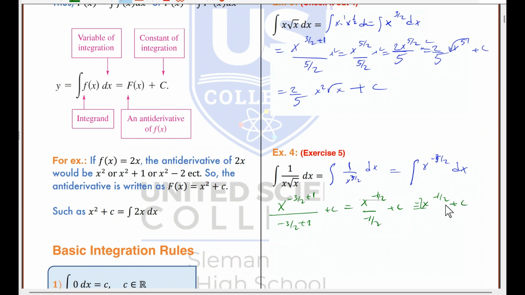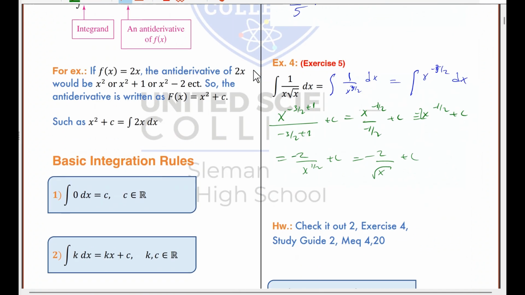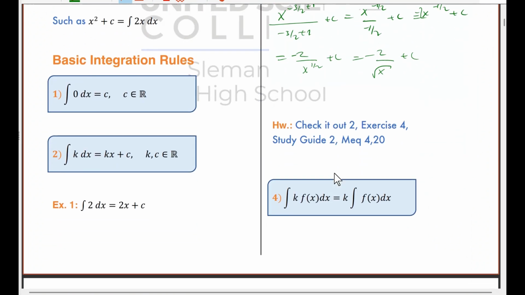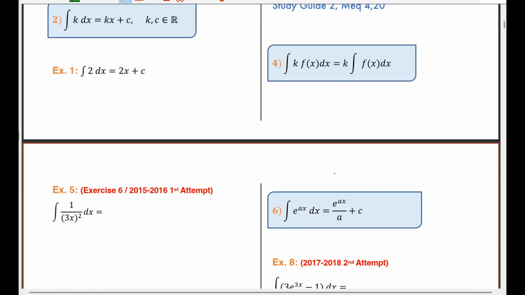Let's get rid of this negative exponent by moving the variable down. There's negative 2 x to the half, and let's convert this rational exponent to radical. So that's my answer. Take derivative of this, you'll get that thing. Okay, so these are the similar questions in the book.